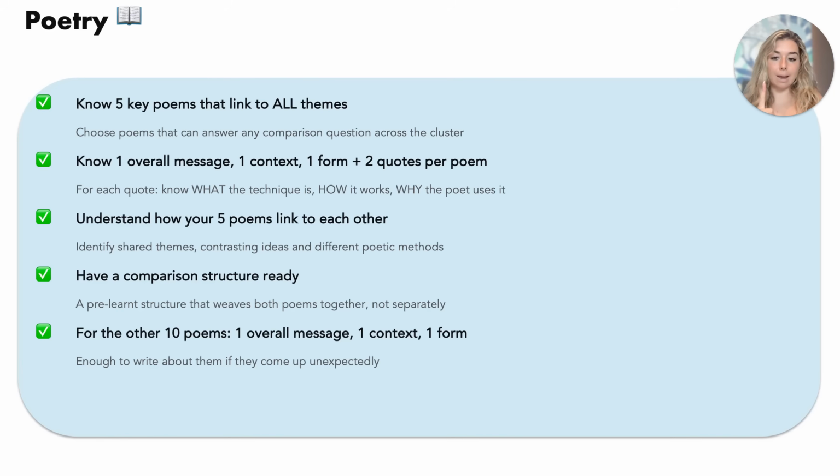And for the other 10 poems, we want 1 overall message, 1 context and 1 form. So we don't need to know quotes for this one, because we want to know our 5 key poems in depth, but we still want to know the overall message, because that will help us apply it to any quote we get given in the exam. So we're not going to pre-learn quote analysis, you're going to do that on the spot, but because you would have pre-learned the overall message, then you can just literally apply it.